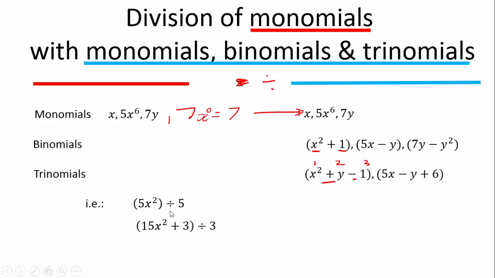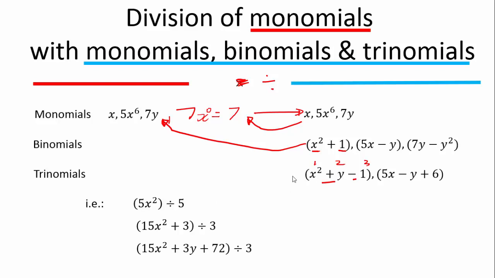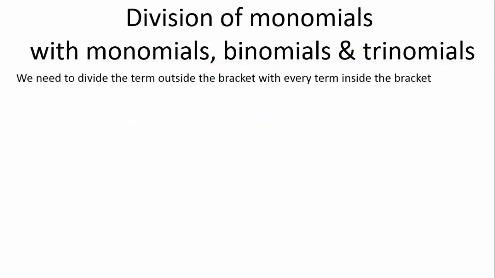What about 15? Sorry, we could draw that this way, in fact, as well. It's the same thing. Or 15x squared plus 3 divided by 3. This is a binomial being divided by a monomial. And what about this trinomial divided by a monomial? And that is the same as that being divided by that. We need to divide every term inside the bracket by the term outside the bracket.